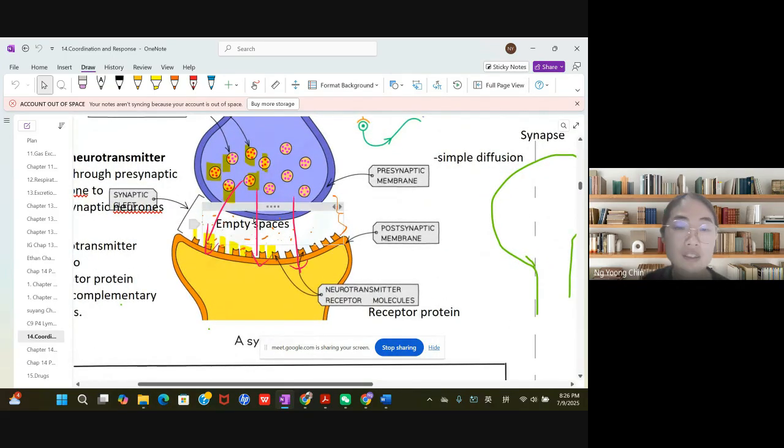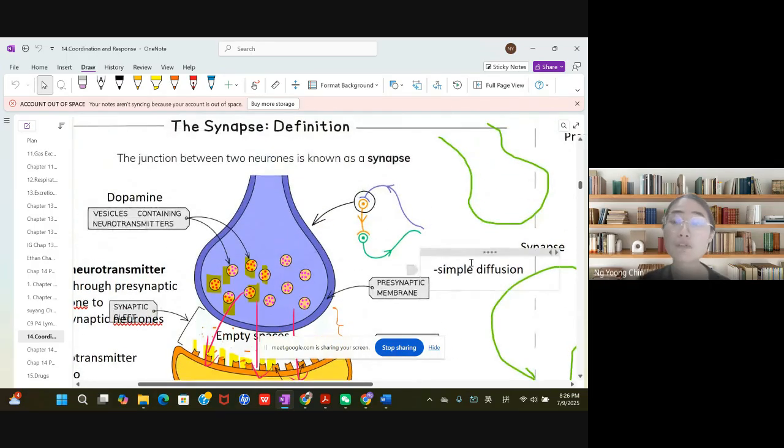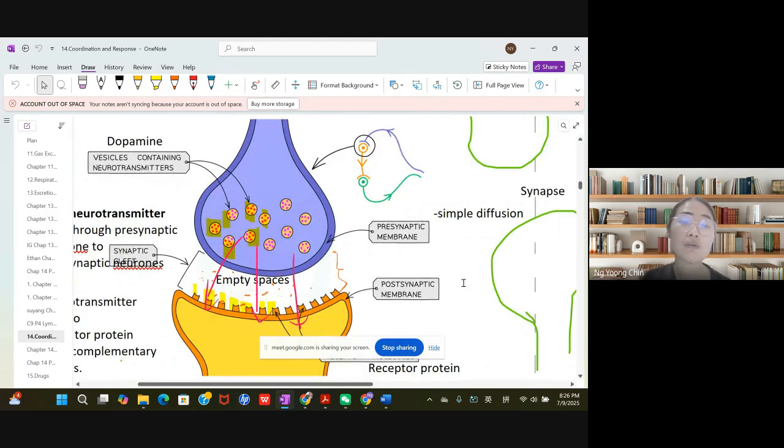When the neurotransmitter from the presynaptic neuron is released to the empty space, which is the synapse between these two neuron endings, it will slowly diffuse to the receptor proteins on the postsynaptic neuron. This process happens by simple diffusion, not active transport and also not osmosis. I hope you remember. It is just simple diffusion because the neurotransmitter is diffusing from an area of higher concentration to an area of lower concentration. So this is known as simple diffusion.